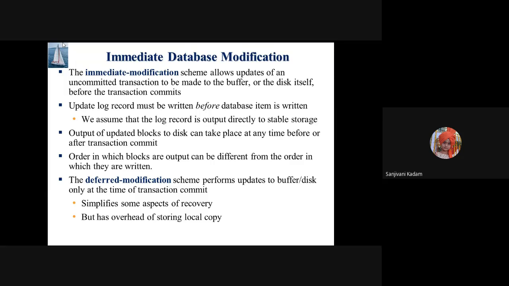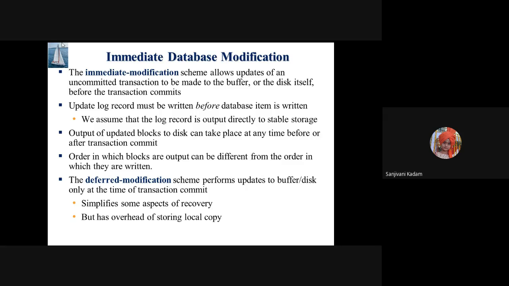Even though the transaction is not committed, consider T1 has performed any changes to the A value, written back to the buffer, and released the data item A. Another transaction T2 can use the same data item A. It means even though T1 is not committed, still T2 can use the updated copy of A. So this was the immediate database modification.